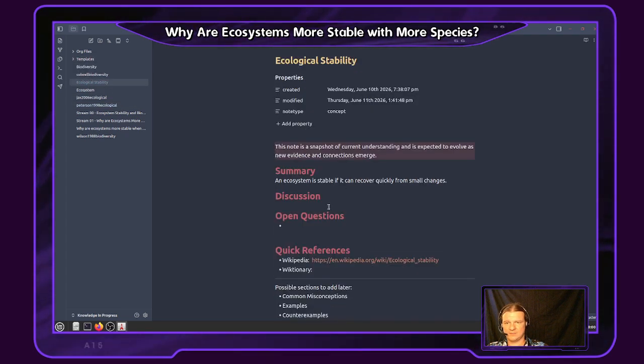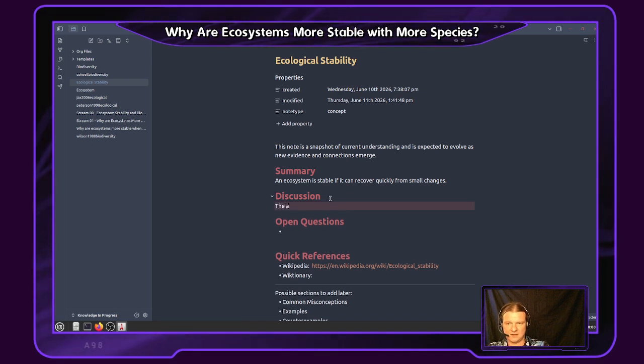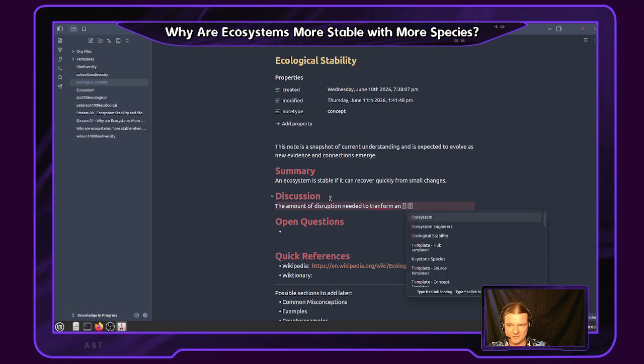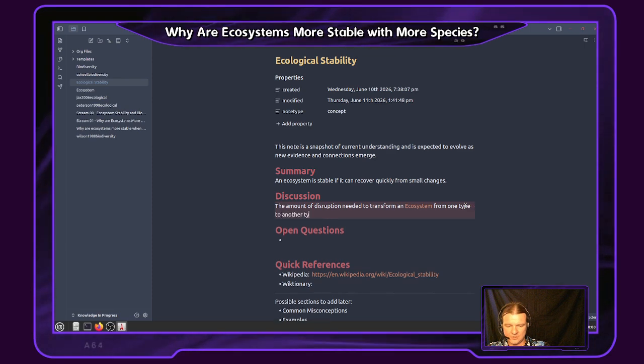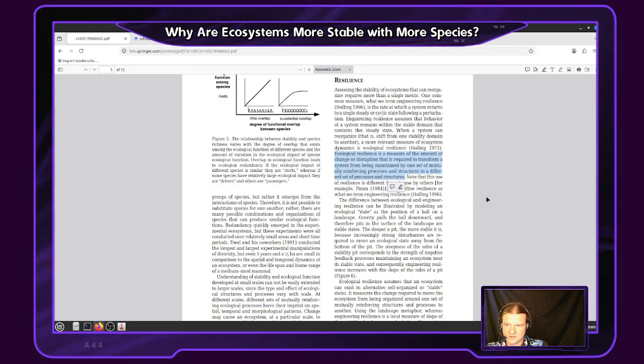We'll go here. I'll say the amount of disruption needed to transform an, and we'll link here, ecosystem, from one type to another type. Let's see if they've given an example.